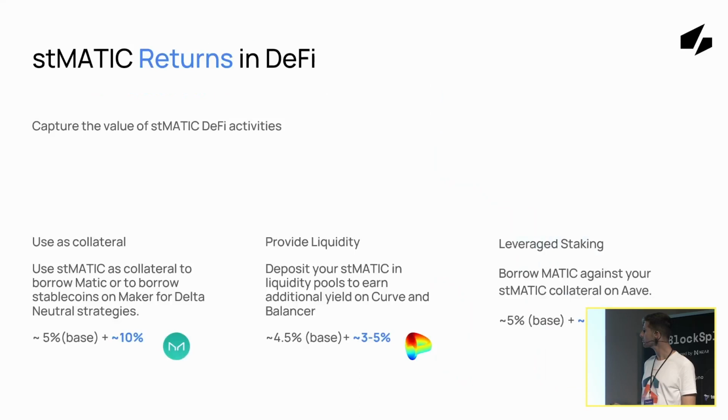What can you do with stMATIC in DeFi specifically? Well, pretty much anything you want, but I want to highlight three of the most popular uses that we see for stMATIC. You can use it as collateral to borrow MATIC or to borrow a stablecoin. You can just LP stMATIC with some other coin, with MATIC, to earn yield on Curve or Balancer, which are our biggest liquidity pools. Or you can do leverage staking.